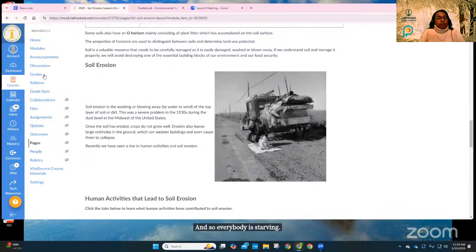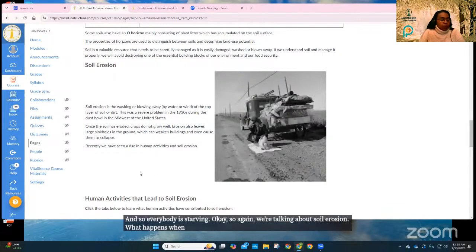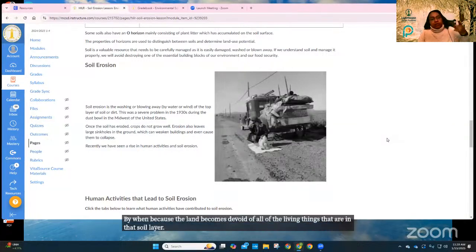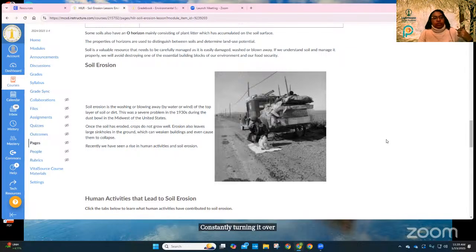Okay, so again, we're talking about soil erosion. What happens when it washes away or is blown away by wind, because the land becomes devoid of all of the living things that are in that soil layer, constantly turning it over, creating nutrients so things can grow.